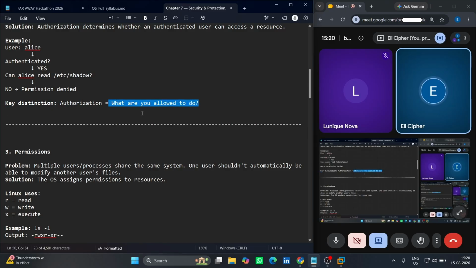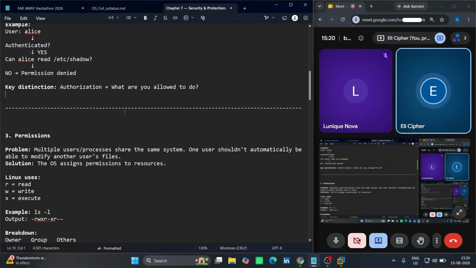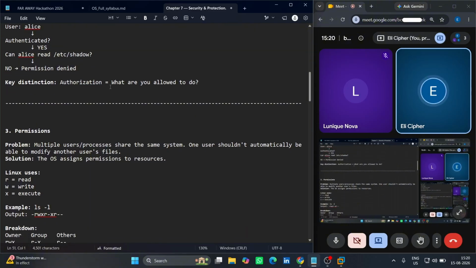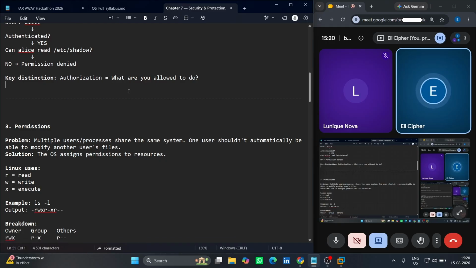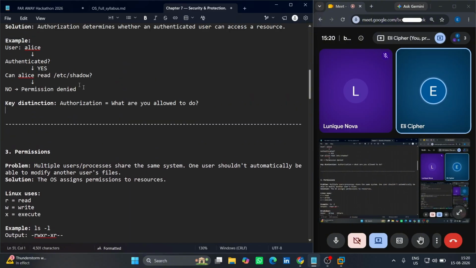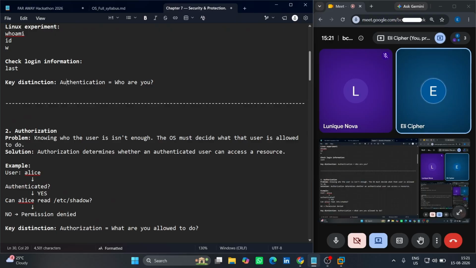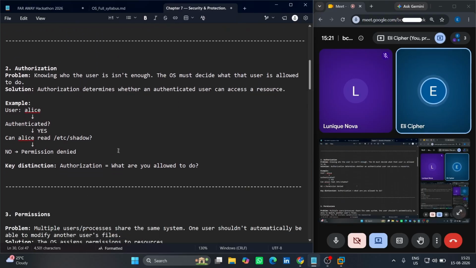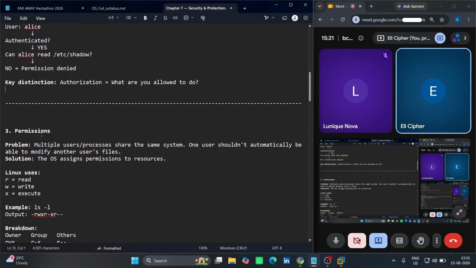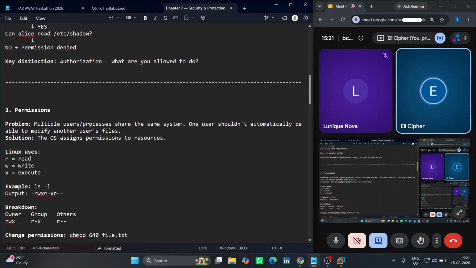What are the specific things, the specific information, or other things you are allowed to do? And this was distinguished using authorization, right? Is authorization clear to you? Make sure you understand the difference between all of those things. Authentication tells you who you are, it asks you who you are, and authorization asks you how many things you are allowed to do. Is it clear?